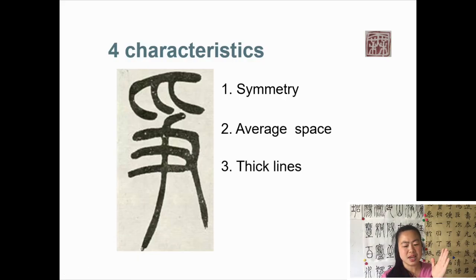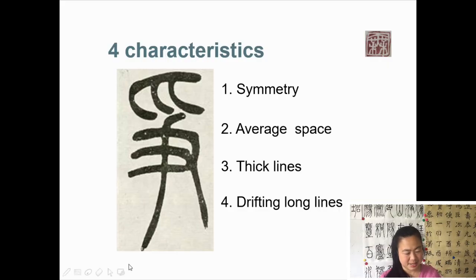Okay, number 3, thick lines. I always say thick lines. When we say thick lines, please use about 1/4 to 1/3 of your brush, if you are using a brush which is about 4 to 5 centimeters long. Okay, drifting long line. So if you imagine the gauze in the summer, the gauze flowing in the wind, that is where it comes from, this kind of feeling. So these last two are Master Wu Rangzhi's Chinese calligraphy style.